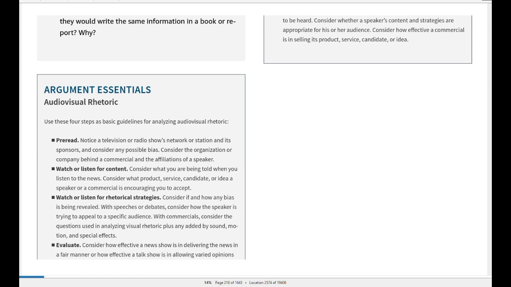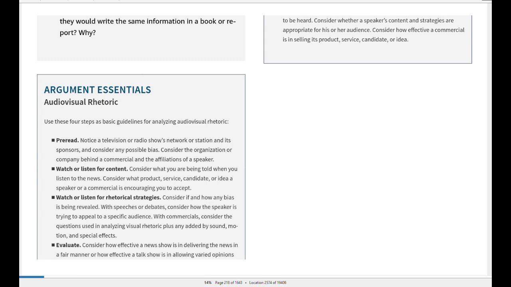Watch or listen for content. Consider what you are being told when you listen to the news. Consider what product, service, candidate, or idea a speaker or a commercial is encouraging you to accept. Watch or listen for rhetorical strategies. Consider if and how any bias is being revealed.